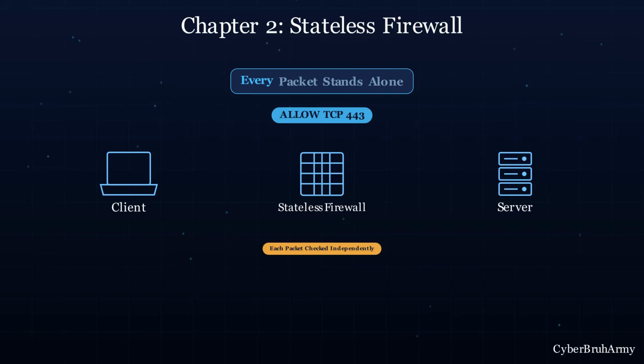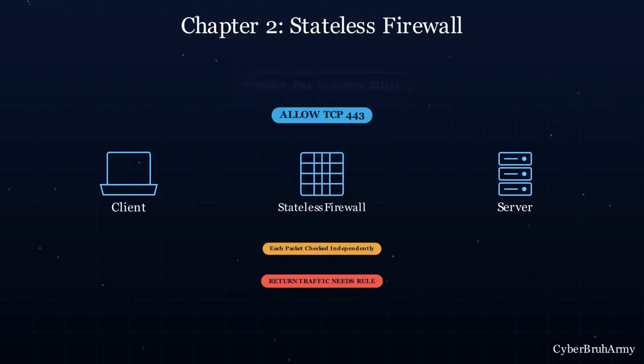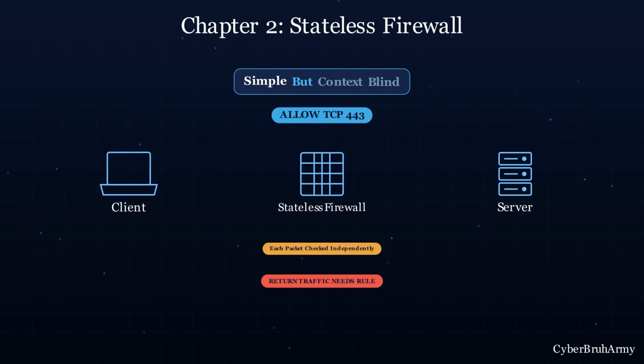A stateless firewall treats every packet as an independent event and evaluates it against its configured rules. When the client sends an HTTPS request, the firewall checks the packet fields and allows it because the rule matches TCP port 443. But the firewall does not remember that this packet created a legitimate conversation with the server. Therefore, return traffic may require another explicit rule, because the firewall cannot use connection history to determine whether that response belongs to a valid session. This makes stateless filtering simple and fast, but it provides very little context about what the traffic is actually doing.